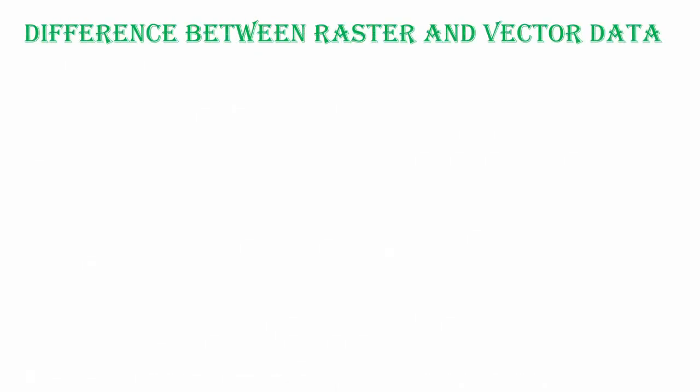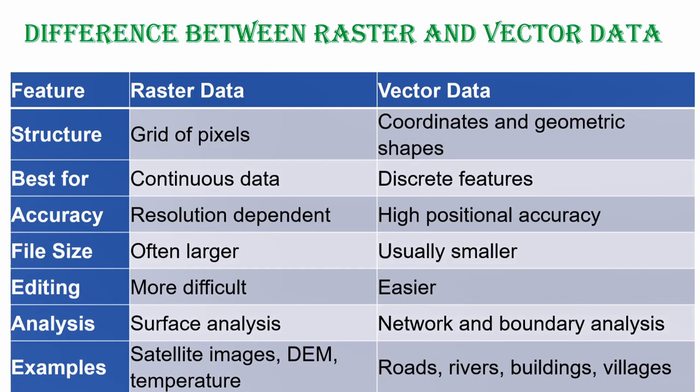Now, the difference between raster and vector data. Raster data structure is in the form of a grid of pixels. On the other hand, the structure of vector data is coordinates and geometric shapes. Raster data is best suited for continuous data, while vector data is best for discrete features. The accuracy of raster data depends on resolution. On the other hand, vector data has high potential accuracy.